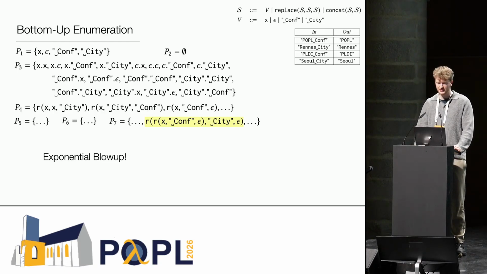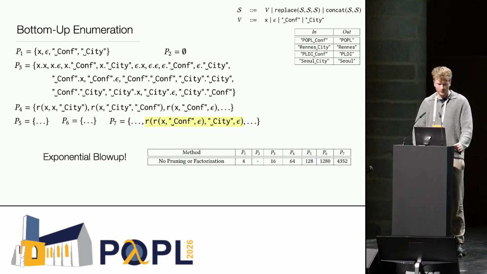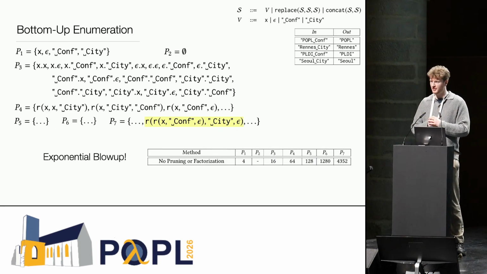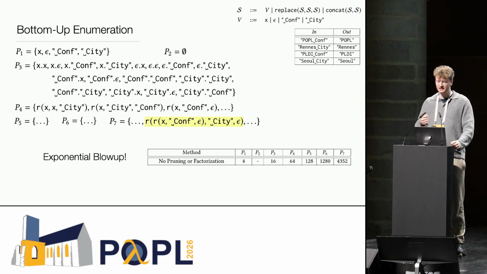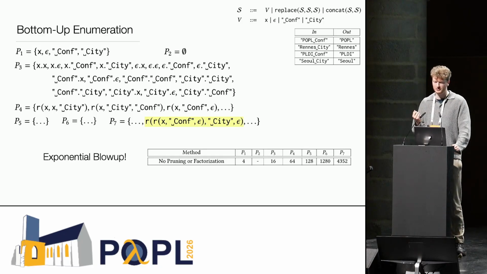Now, as you can see, this has an exponential blow-up. If we look at the sizes of the sets of programs, and if we don't use any smart method to shrink that size, then in the first program set of size 1, we have only 4 programs. At size 3, we have 16 programs. And at size 7, we already have more than 4,000 programs. And this is just for this simple grammar in this toy example here.